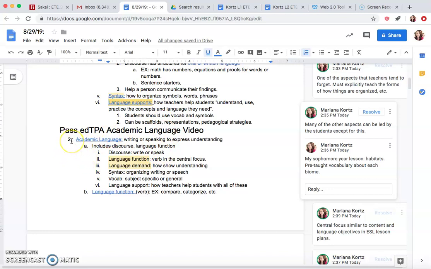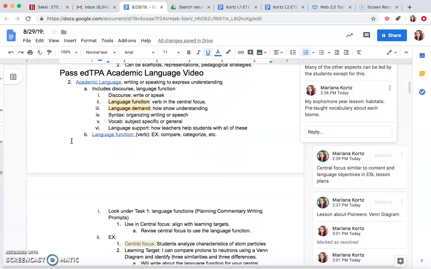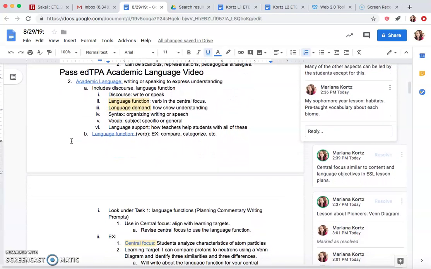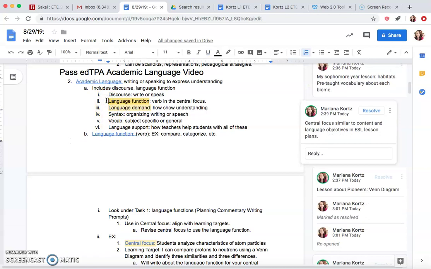Along with reading the EdTPA handbook, we also watched several videos. One of them was Pass EdTPA, and that also included information about academic language. So one thing that I'd like to highlight in this area is that language function is the verb in the central focus. This was one topic that was not discussed in the EdTPA handbook. When someone is writing an EdTPA lesson, they must include a central focus. And how I think of it is central focuses seem very similar to content and language objectives that are used in your typical lesson plan.